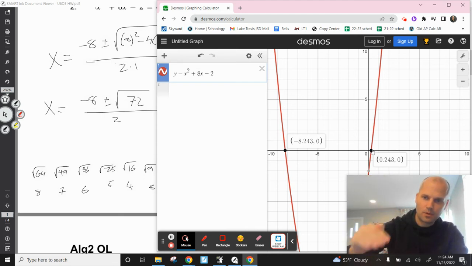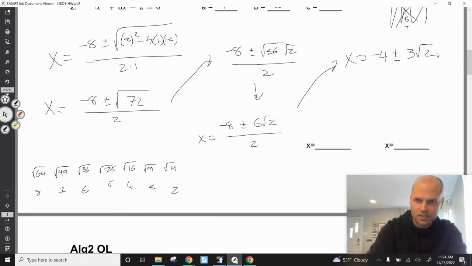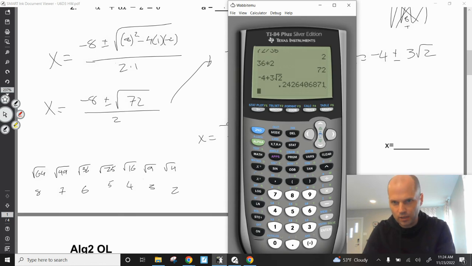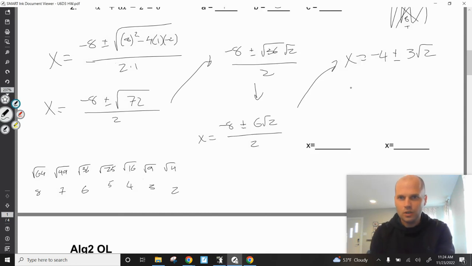Now, our number is exact. This number is an approximation. They only gave you 3 decimal places. So our number is better because it's exact. Now, we don't want you to put the decimal, we don't want you to put this whole thing, and we don't want you to round it because that's not exact. So what we ask you to do is write out the two solutions, negative 4 plus 3 root 2 and negative 4 minus 3 root 2. And those are your solutions.